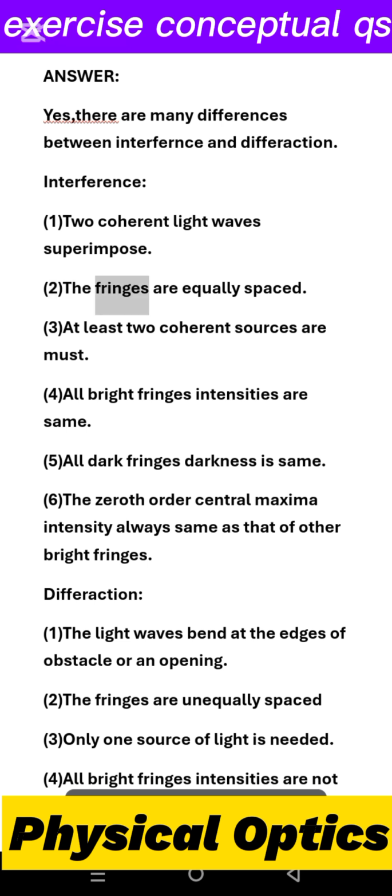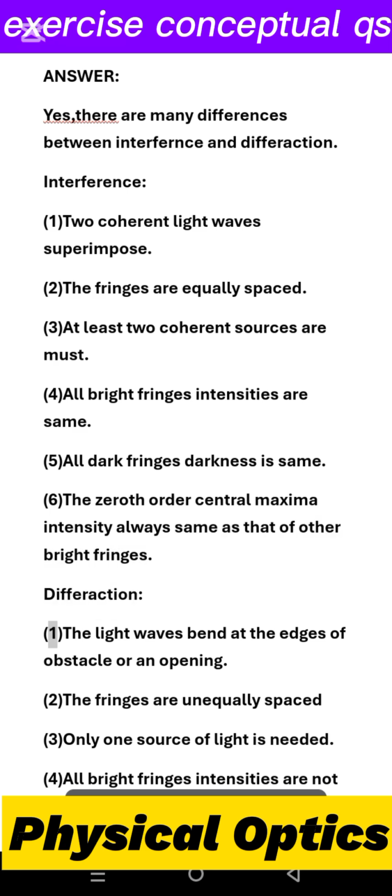2. The fringes are equally spaced. 3. At least two coherent sources are a must. 4. All bright fringes' intensities are the same. 5. All dark fringes' darkness is the same. 6. The zeroth order central maxima intensity is always the same as that of other bright fringes.